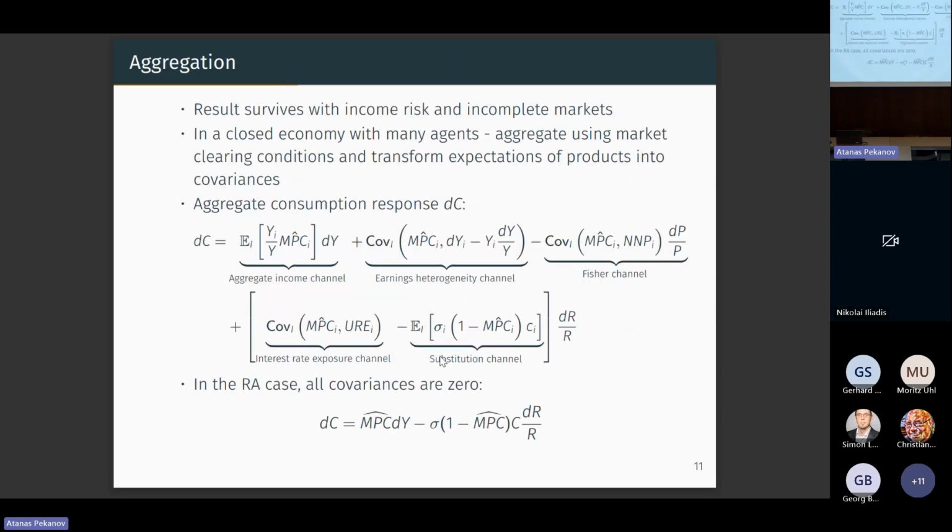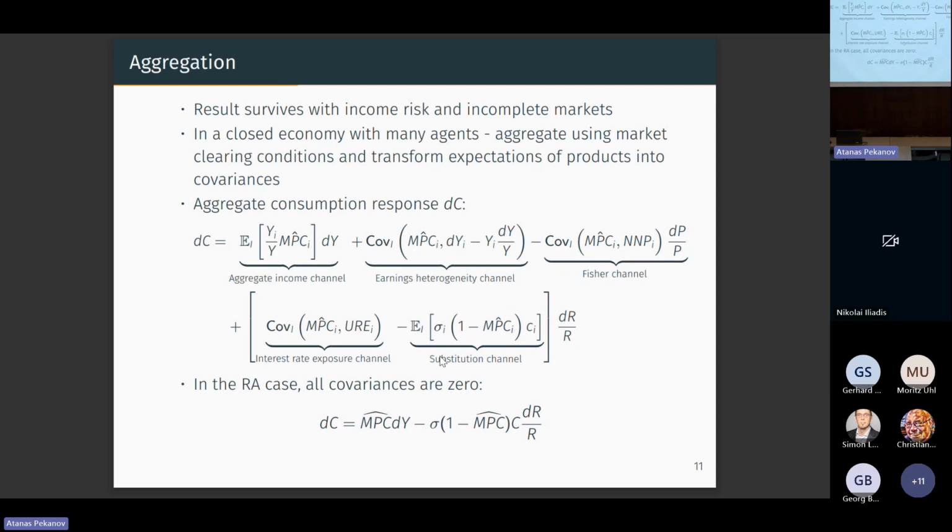How do we get to this? Well, basically, going from the single household, we can aggregate this economy under certain assumptions: a closed economy with many agents, where assets and liabilities net out, so there is no outside world. Somebody has a lot of assets, another has a lot of liabilities, they cancel out. And we can show, and also we can introduce income risk, incomplete markets.